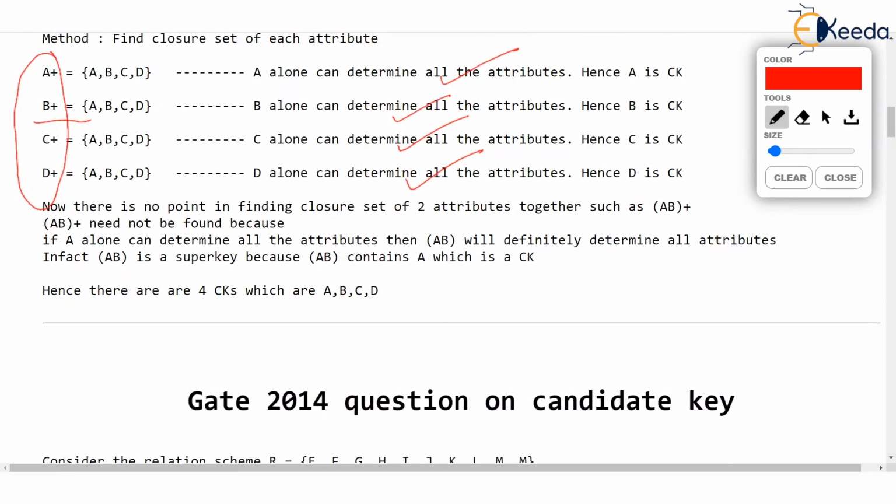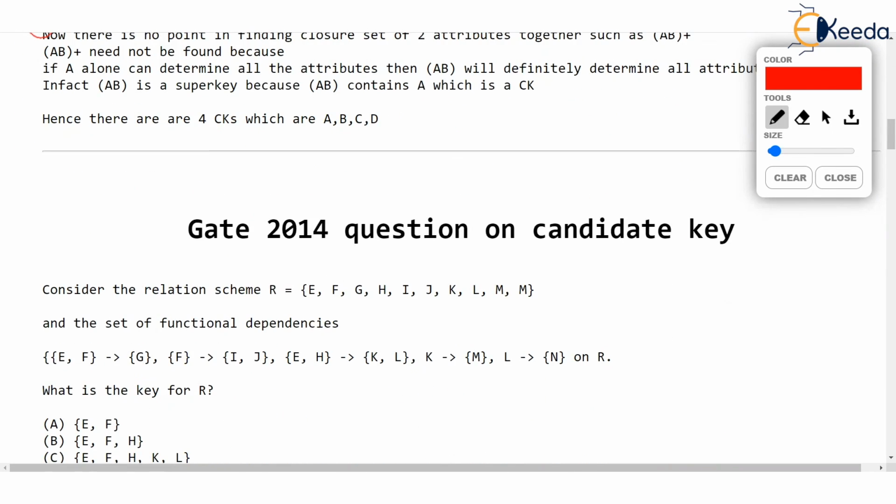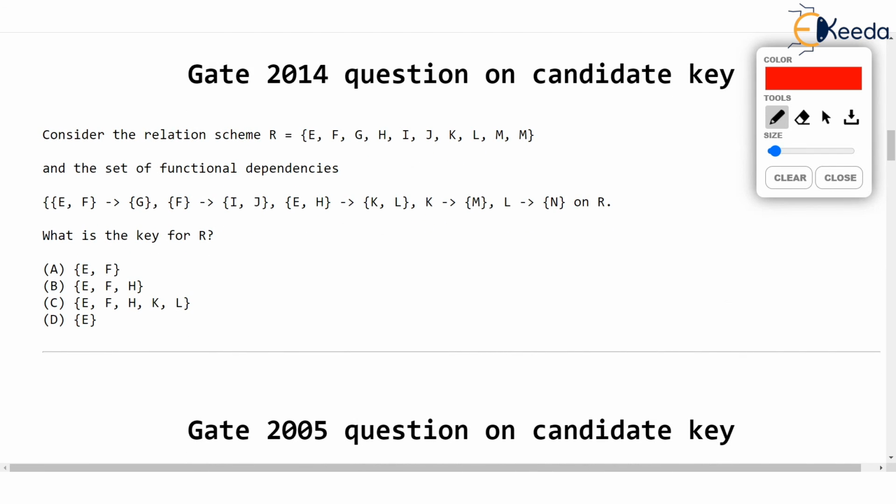Now, just check. There is a GATE 2014 question. When we come back in the next video, I will tell you some tricks, genuinely some tricks to find out the candidate key very quickly, okay, from the given functional dependencies.